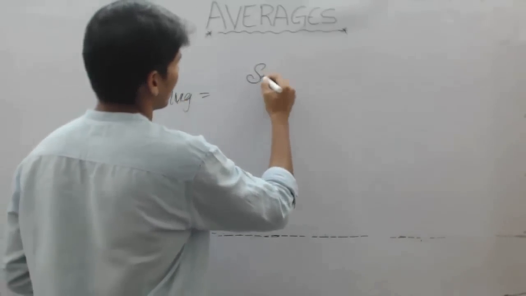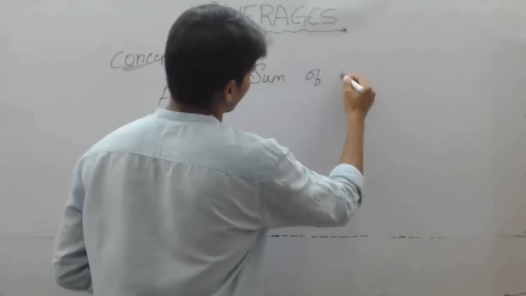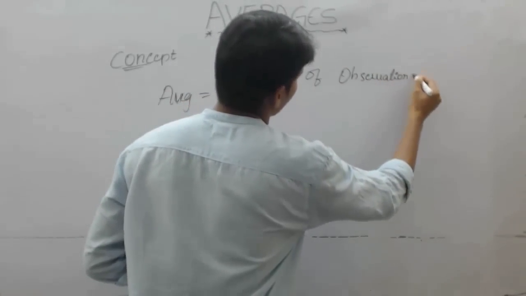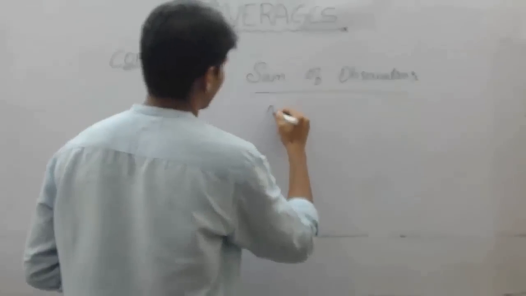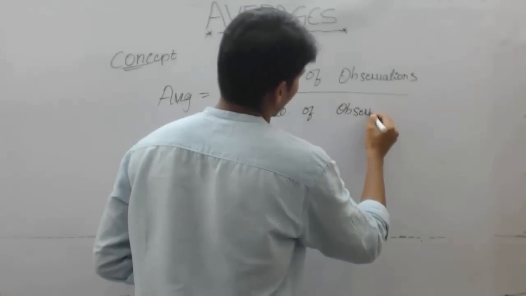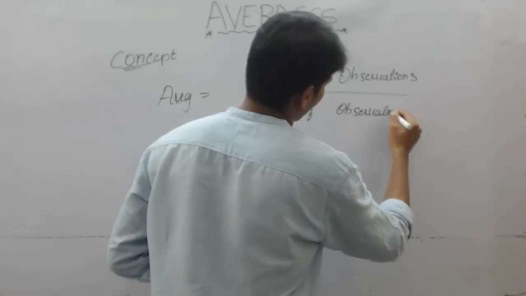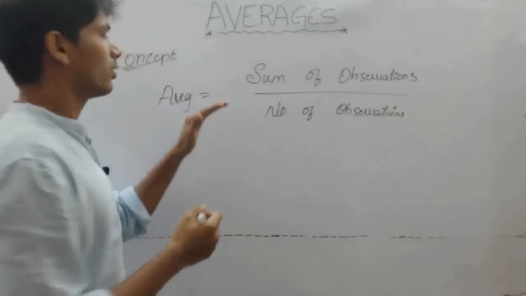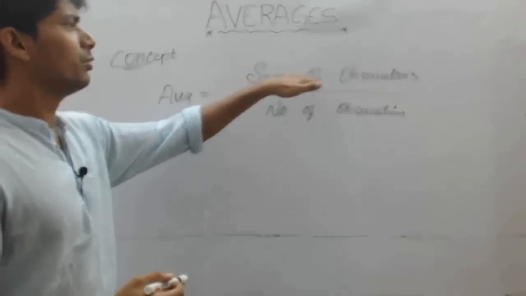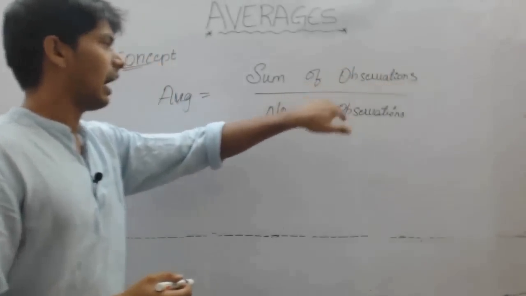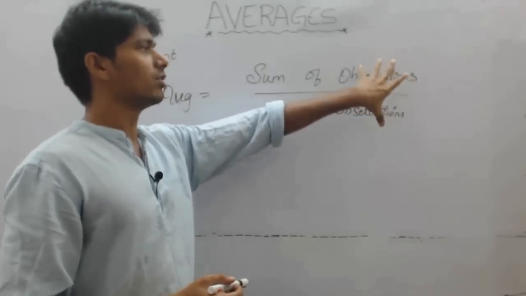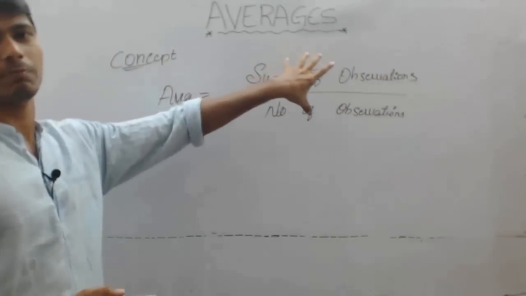That means to say, average is the sum of observations divided by the number of observations. To find the average of any given numbers, you need to take the sum of those observations and divide it by the total number of observations. Then you will get the average of those particular numbers.